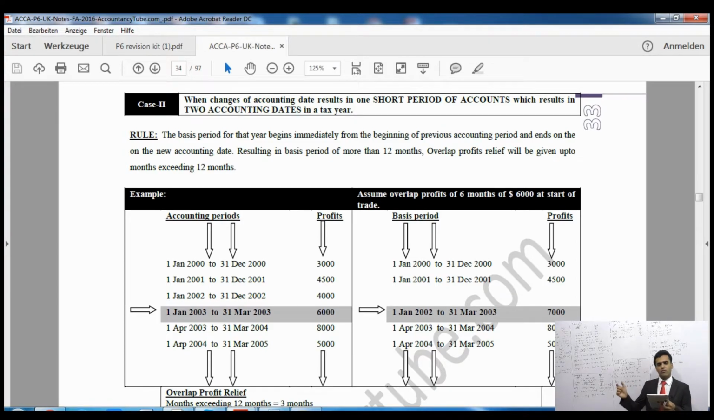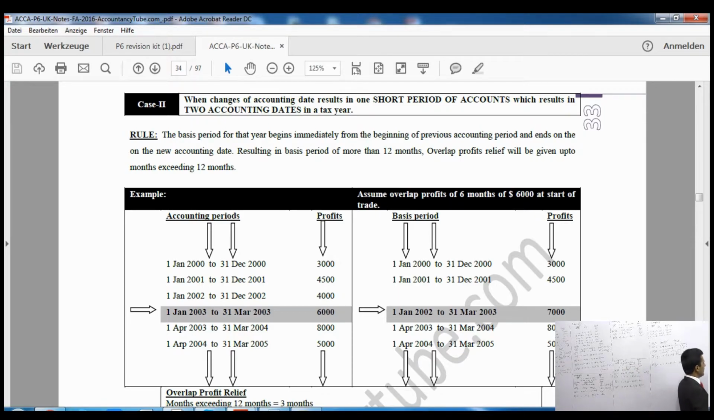Whenever you see the basis period is more than 12 months, overlap relief will be given, overlap profit will not be added. Now these are two different things. In the previous case, we calculated the overlap profit, and the overlap profit was added to the previous overlap profit, all right? Whereas overlap relief is a different thing. So whenever you see that we have made a basis period which is more than 12 months, then we will give the overlap relief. Now what the overlap relief is, we will just see in a minute.